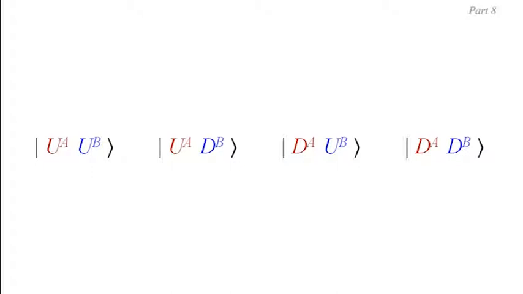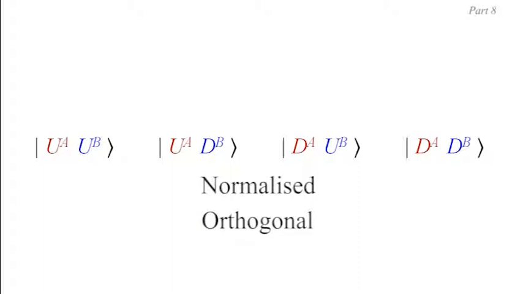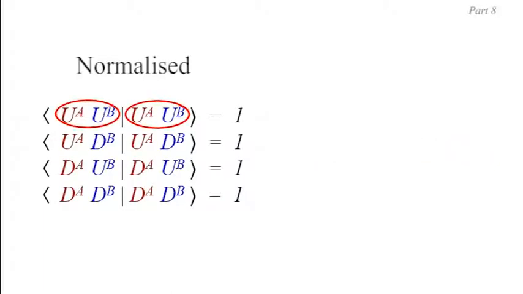As these are the four basis states that make up the four-dimensional Hilbert space for the two electrons, we will assume two things about them. First of all, each one of the four of them is normalized, and secondly, they are orthogonal to each other. Now, normalization is akin to the state vectors having unit length in Hilbert space, so that the inner product of each one with itself is 1. Up up with up up is 1. Up down with up down is 1, and so on.